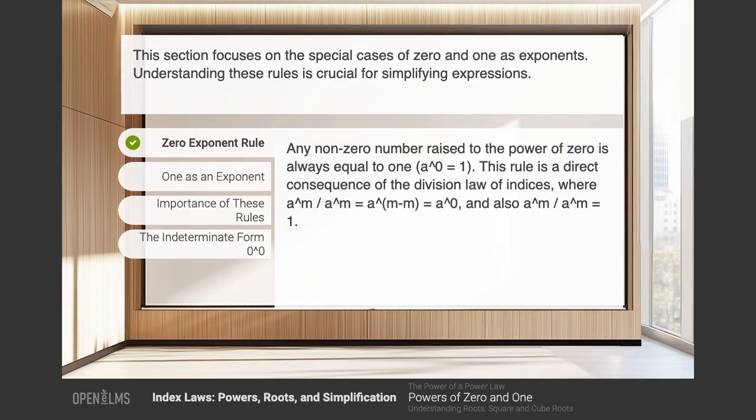This section focuses on the special cases of 0 and 1 as exponents. Understanding these rules is crucial for simplifying expressions. Any non-zero number raised to the power of 0 is always equal to 1, a^0 equals 1. This rule is a direct consequence of the division law of indices, where a^m ÷ a^m is a^(m−m), which is a^0, and also a^m ÷ a^m equals 1.